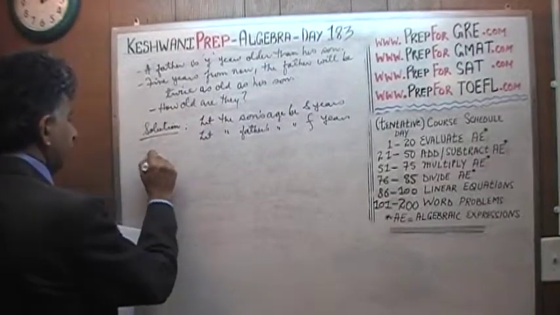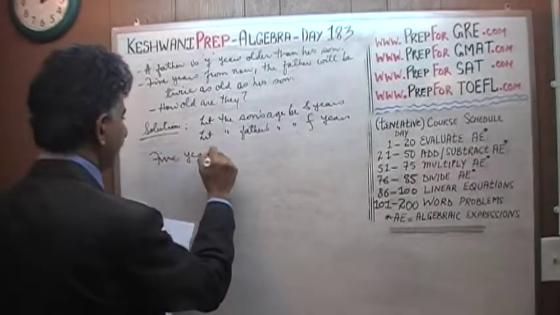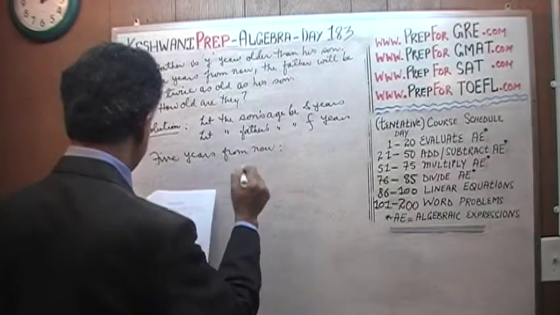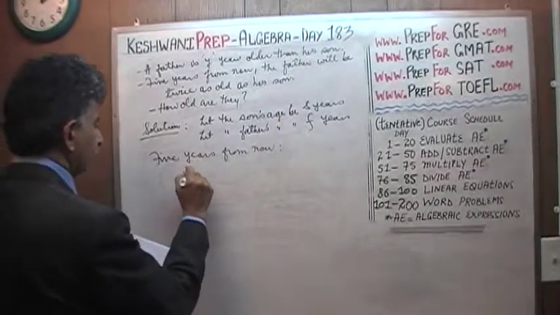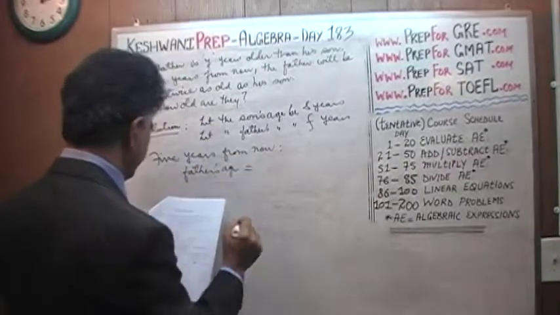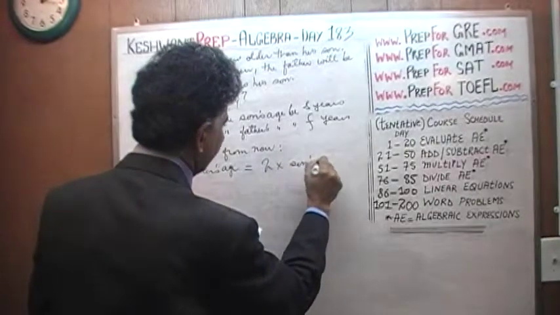We are told that 5 years from now, father's age is going to be 2 times his son's age.